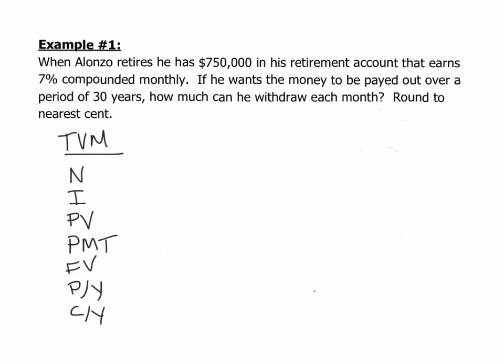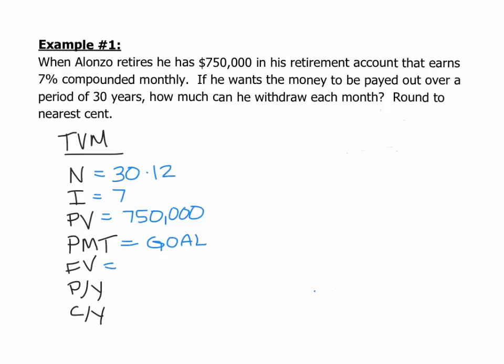So I've written the different things that I need to have for my TVM solver, and I'm going to go in and figure out what each value is. My N is the number of payments, so this is always my M times my T, so I have 30 years times 12 payments per year, so that's going to be 360. My I is my annual interest rate, so this is going to be 7. My present value, this is the $750,000. My payment, this is my goal.